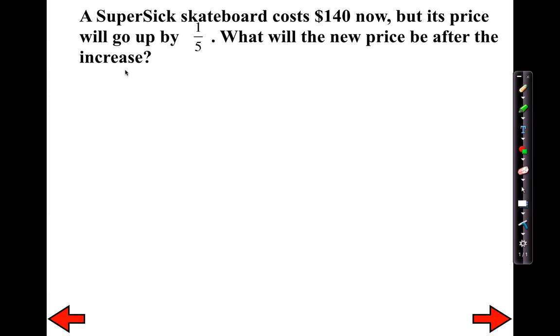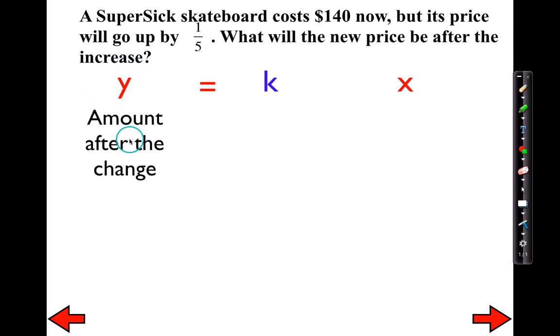A Super 6 skateboard costs $140 now, but its price will go up by 1/5. What will the new price be after the increase? Now here's where things are going to get tricky, because you need to really be careful with what they're asking you, because depending on what they're asking, these numbers will belong in different areas. In this case, they want to know what the new price is going to be. So y is going to remain a y.